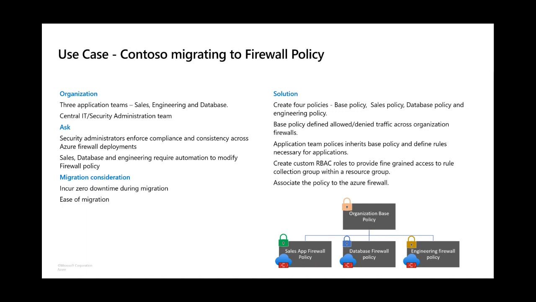Then you can create an RBAC role for sales, database, and engineering, and let the sales team create firewall policies for the local firewall or their instance of the firewall. This helps you make sure that all the firewalls have at least the base policy, and anything a specific team needs, they create their own policies for their firewall instance. The organization-based policy can only be managed by the security administrators, while the sales one can be managed only by that local team. So you can do that as well.